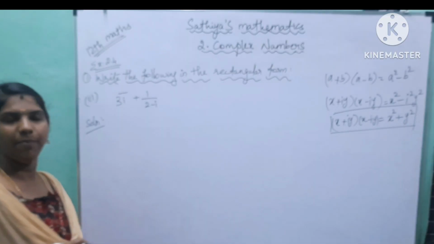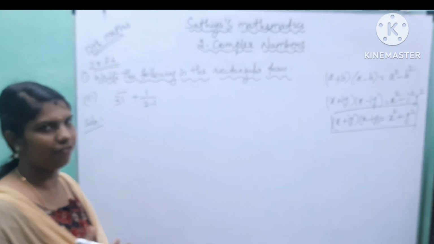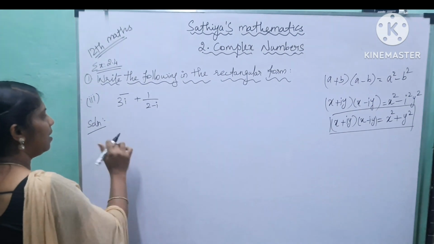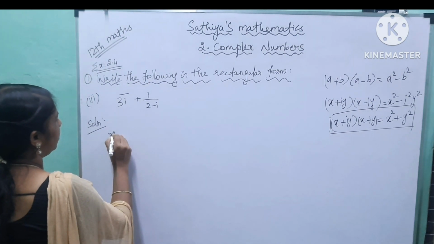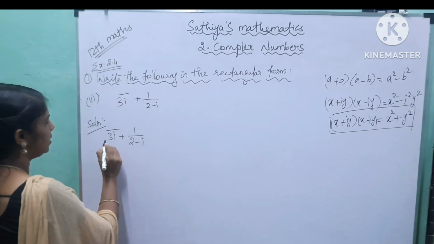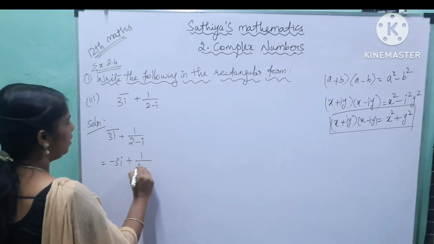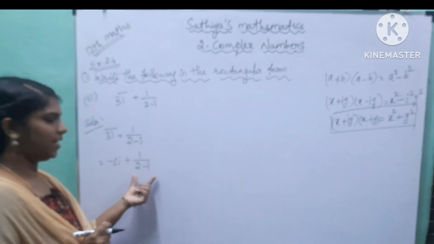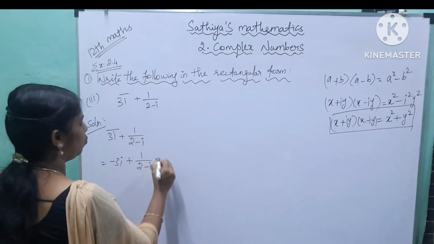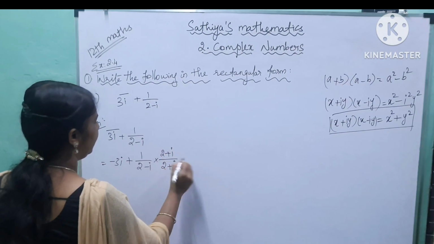Now the third subdivision: 3i bar is nothing but the conjugate of 3i. Conjugate is nothing but changing the sign of the imaginary part. So in the imaginary part, plus 3i becomes minus 3i. So 3i bar plus 1 by 2 minus i, we can write as minus 3i plus 1 by 2 minus i. For 2 minus i we should multiply and divide by the conjugate. The conjugate of 2 minus i is 2 plus i. So multiply and divide by 2 plus i.